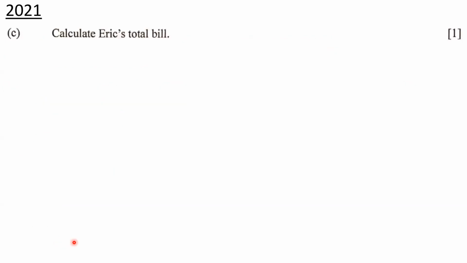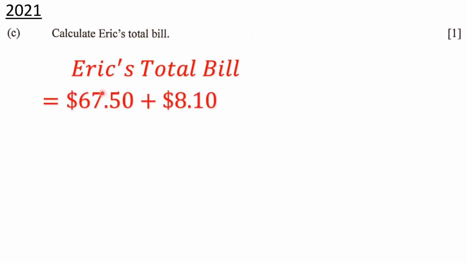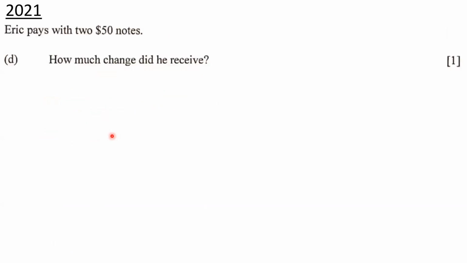Okay, now we want to figure out Eric's total bill. For the total bill, we need to add the price for the food, plus the VAT. And when we add them, we get $75.60. That's going to be Eric's total bill. Okay, let's move on to the next question.